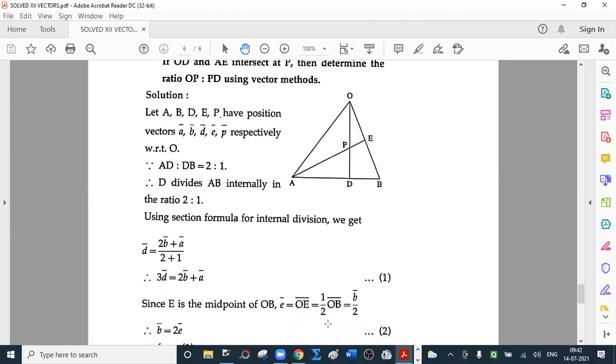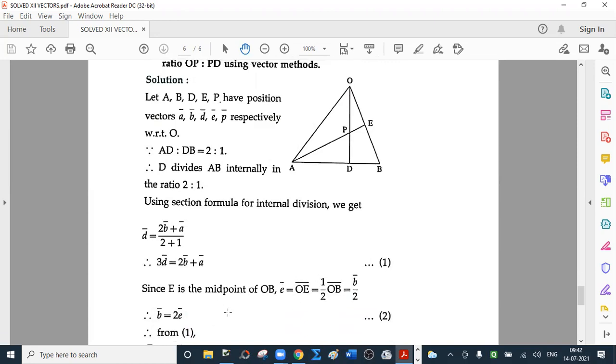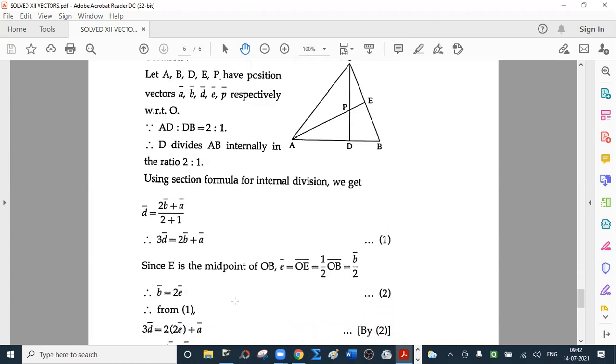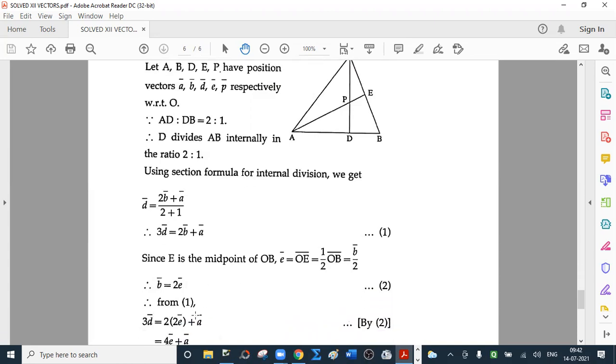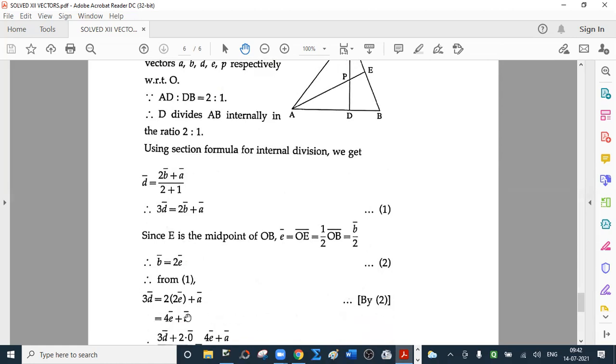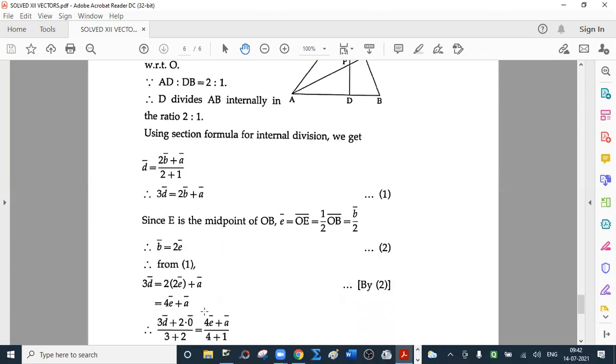So what is E bar? It is half OB bar, that is B bar by 2. So B bar equal to 2E bar. Now from 1, can I say 3D bar equal to 2 into 2E bar plus A bar. I hope you are getting this. In equation 1, I have replaced B bar by 2E bar, because I don't want B bar in the expression. So 3D bar comes out to be 4E bar plus A bar.